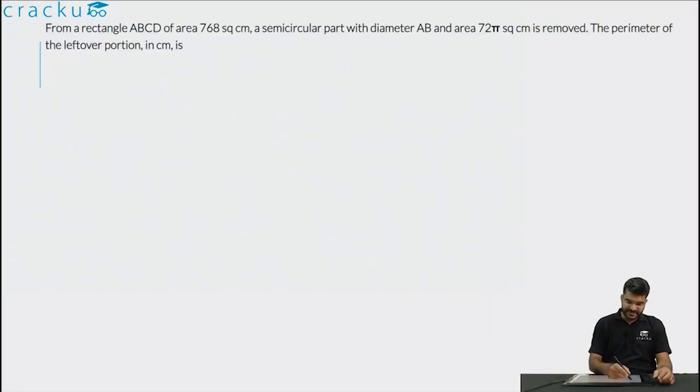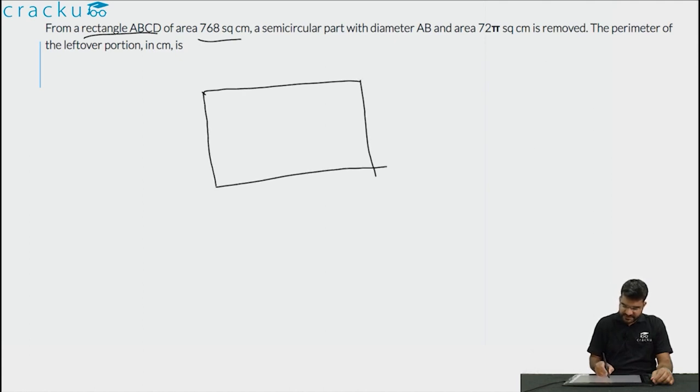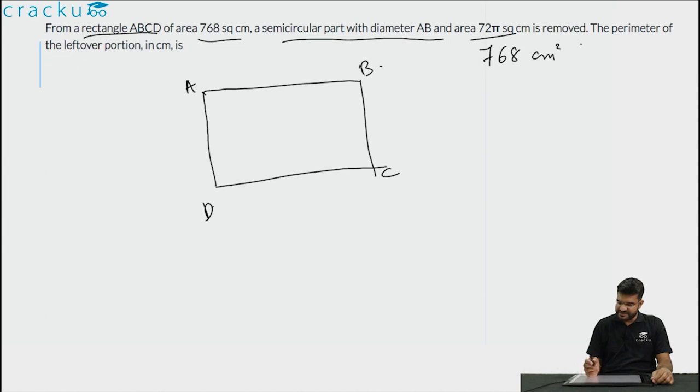In this question it is given that there is a rectangle ABCD and the area of the rectangle is 768 square centimeters. So let us first draw the rectangle. See, this is the rectangle ABCD. The area of the rectangle is 768 centimeters square. Now a semicircular part of diameter AB and area 72 square centimeters is removed. So a semicircle with AB as the diameter and the area given as 72 square centimeters is removed. Now we are required to find out the perimeter of the leftover portion.